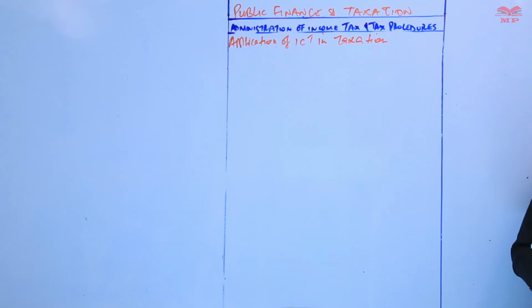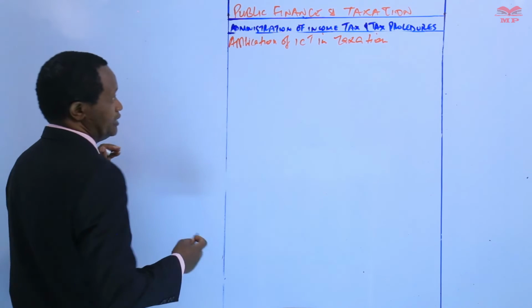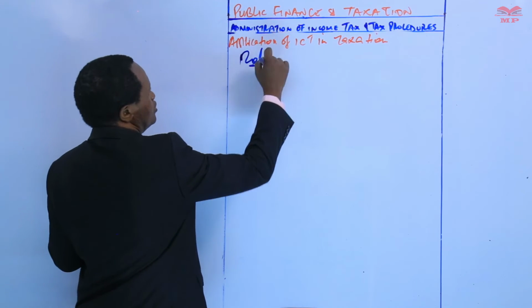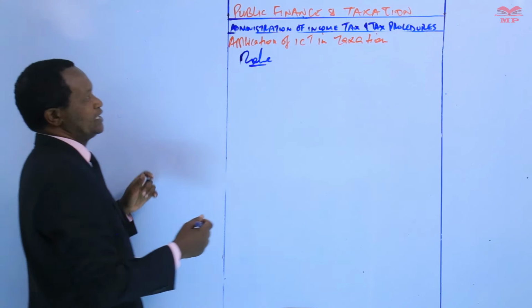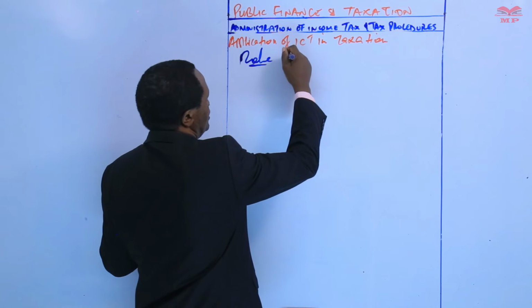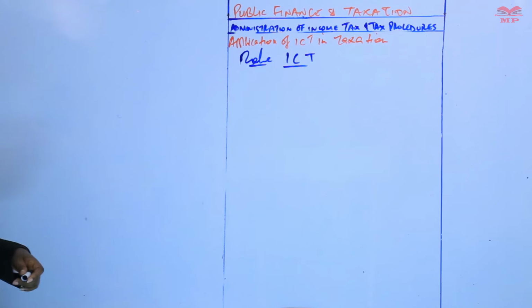And in this lesson we are going to analyze the role. What is the role of ICT in KRA taxation? Role of ICT, information and communication technology. Now KRA has adopted ICT to automate and streamline various processes, moving away from the manual systems.